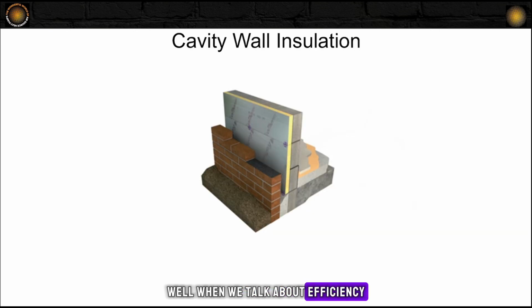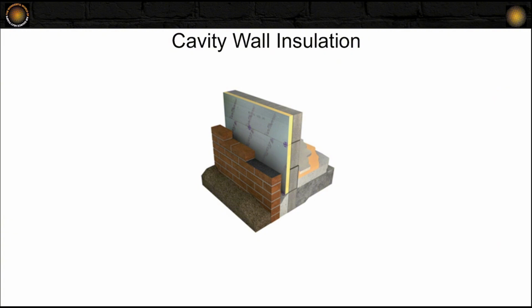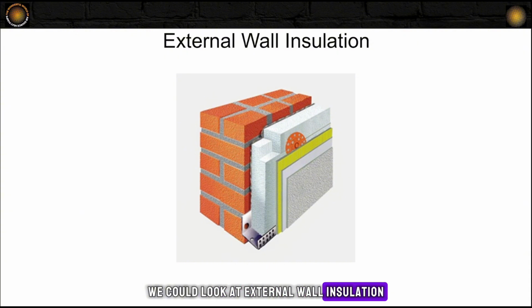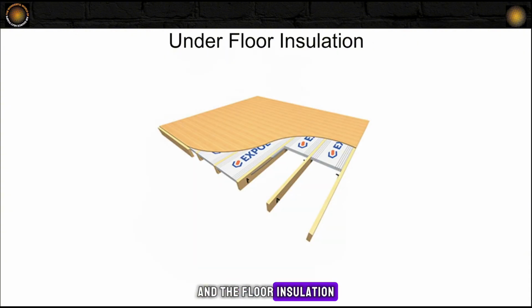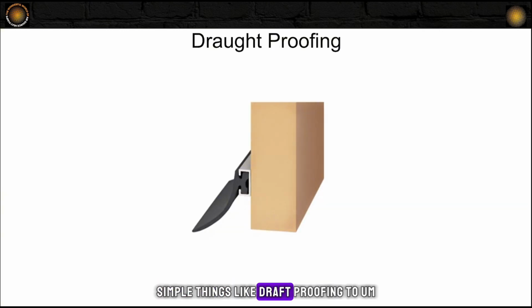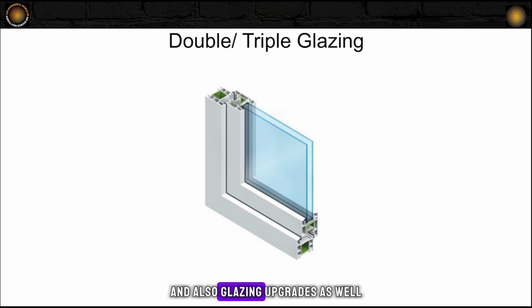So, ways that we can increase efficiency in the home. Well, when we talk about efficiency, we're really talking about insulation. We're talking about bolstering the thermal resistance of our home. So we could look at cavity wall insulation. If our home does not have an airspace or a cavity in the walls, we could look at external wall insulation. Underfloor insulation, typical loft insulation, simple things like draft proofing to combat ventilation losses from one room to the next, and also glazing upgrades as well, be that double or triple glazing.